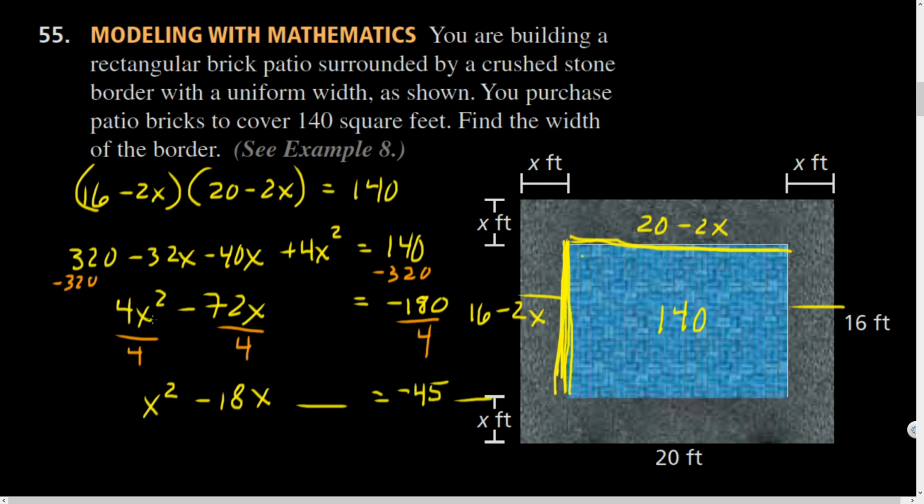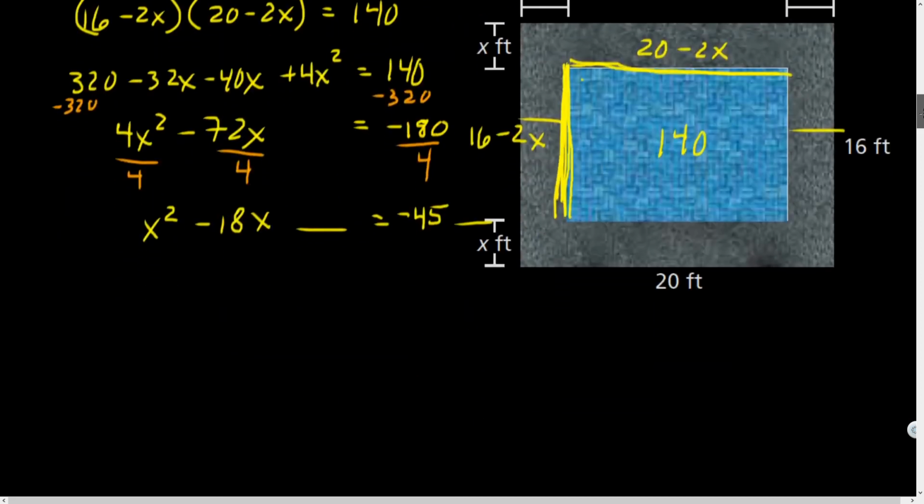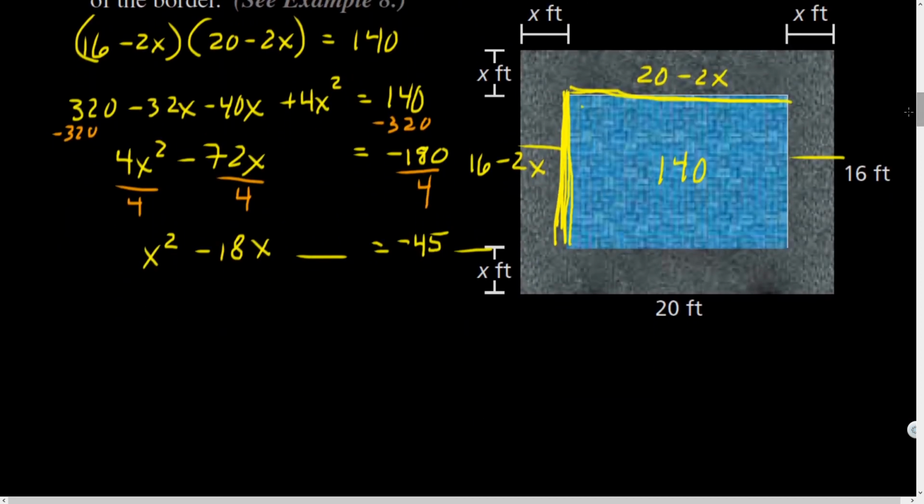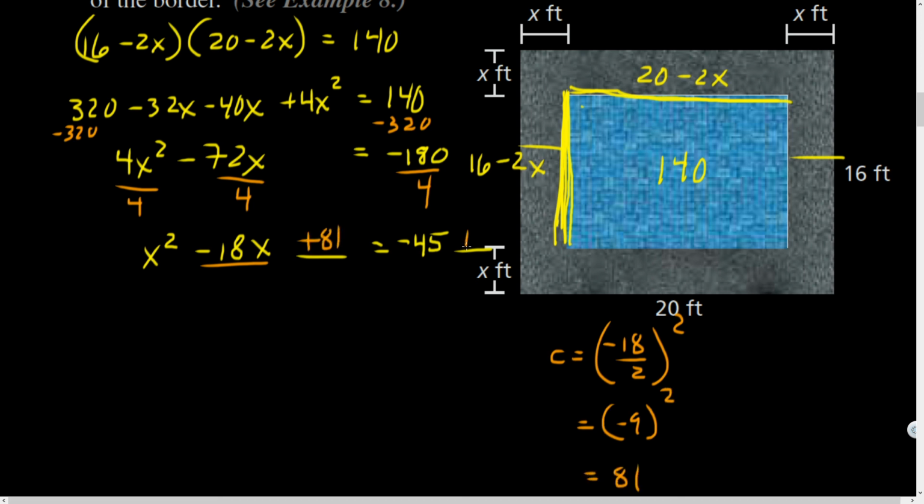Now, if you didn't notice that, yes, you could have factored out the 4 and completed the square, and you'd have had to add AC to the other side. Yeah, it would have been a little bit inconvenient, but you still would have gotten the same answer. So let's see. For my new C term, I'm going to take negative 18, divide by 2, and square it, which is negative 9, all squared, which is 81. So I'm going to add 81 here and add 81 here.